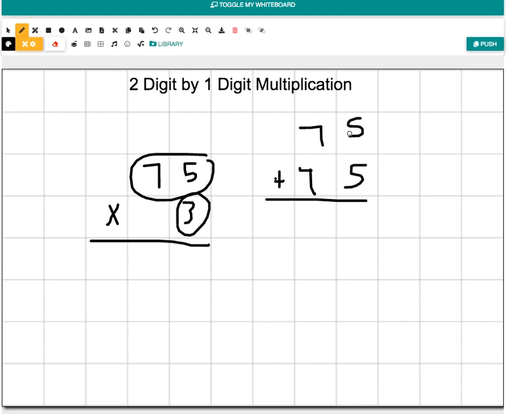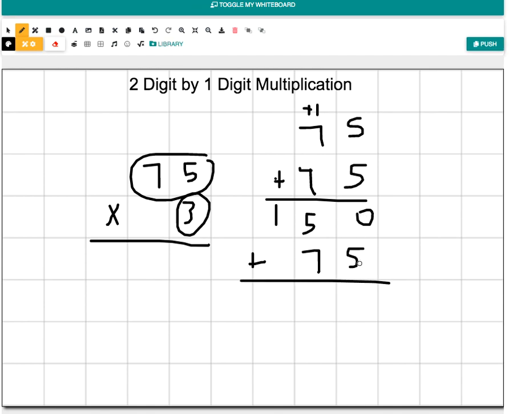So this is 2 times, so 5 plus 5 is 10. Carry my 1 next door. 7 plus 7 is 14, plus 1 is 15, so 150. And that's 2 times, so I got to add it 1 more time. So plus 75 one more time. We got to make sure we keep our 1s lined up and our 10s lined up and our 100s lined up.